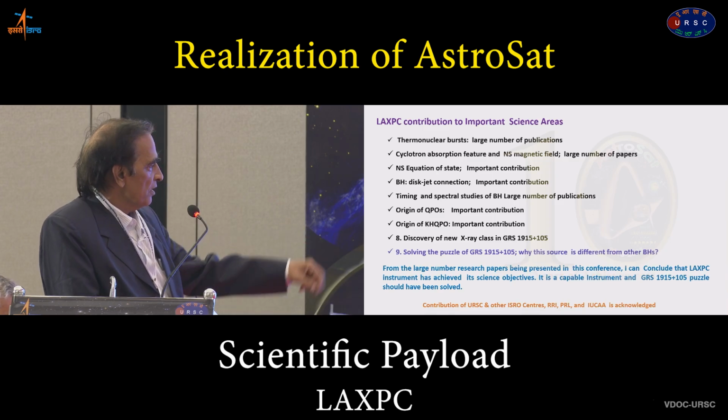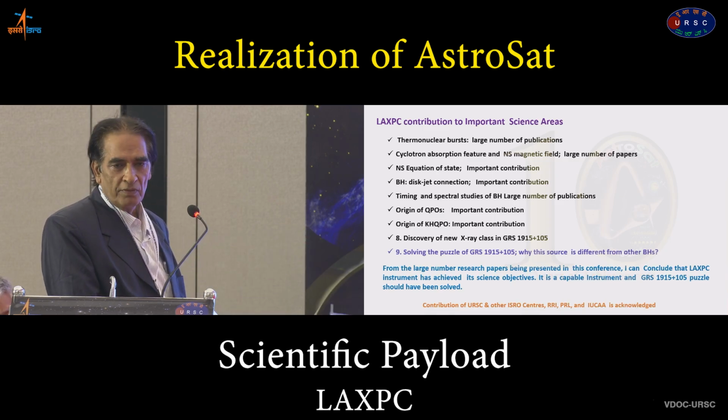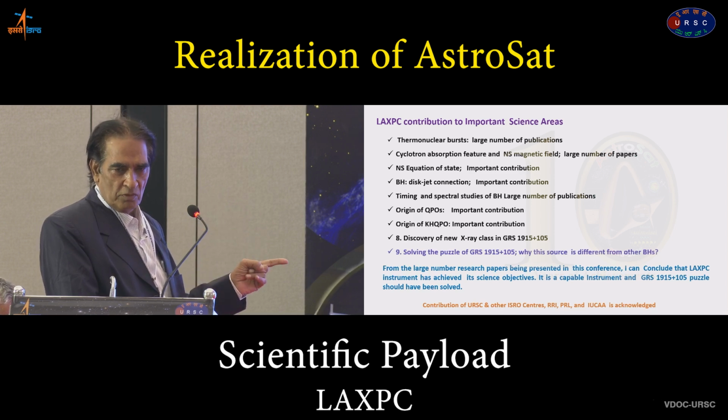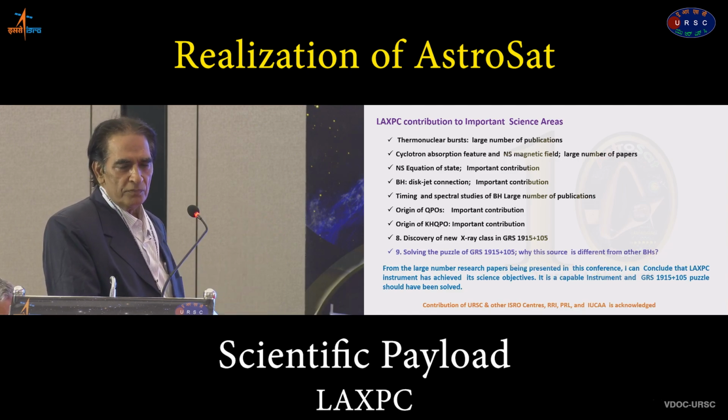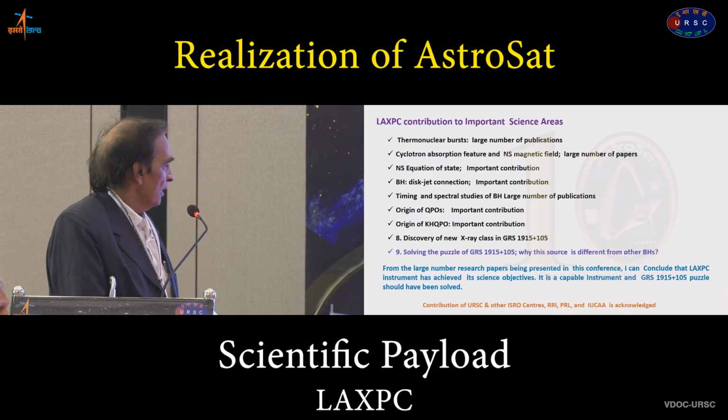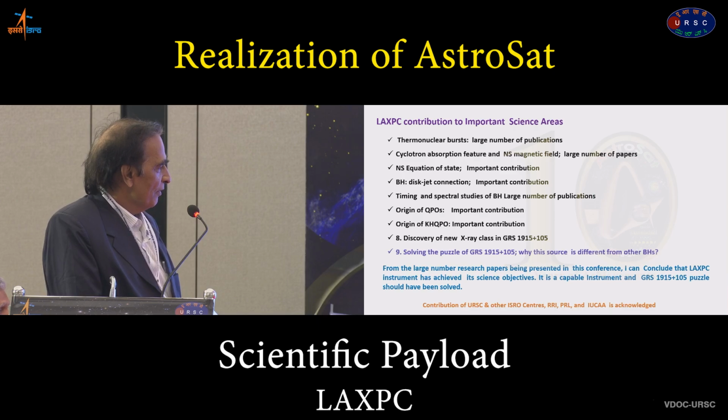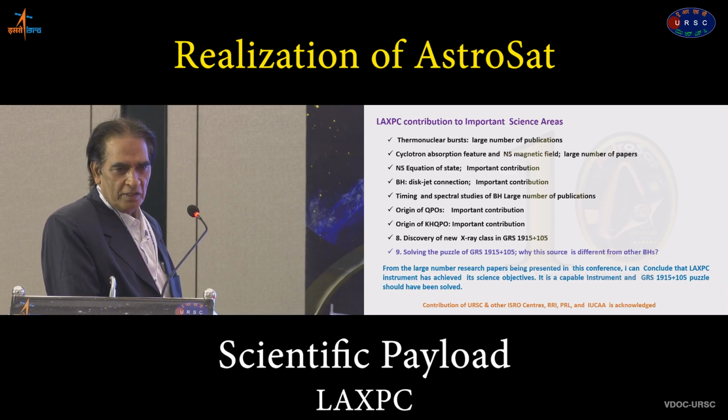Discovery of a new X-ray class, GRS 1915. This is 26 years of GRS 1915. This was the first time this particular class was seen, and it was different from any other class. And it is due to the capability of the LAXPC unit, LAXPC detectors. No other detector worldwide can detect this. Then I'm coming to solving the puzzle, of course, this is not done, GRS 1915, and I feel it should have been solved, okay? But it is not yet done.